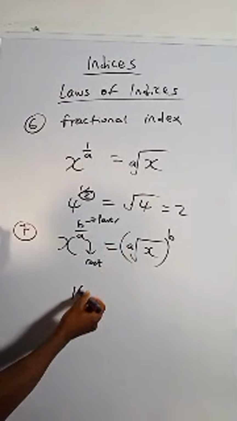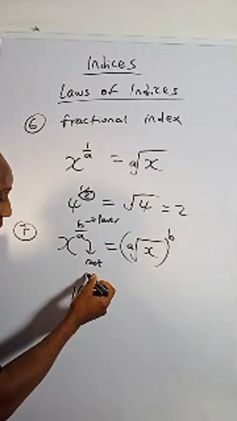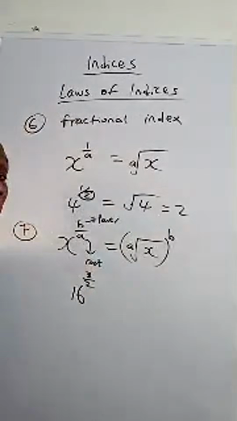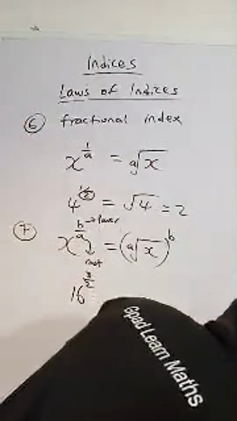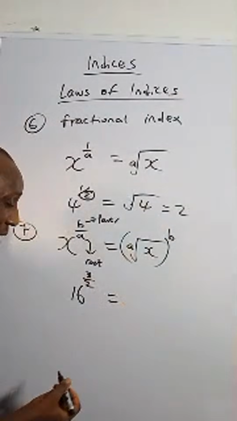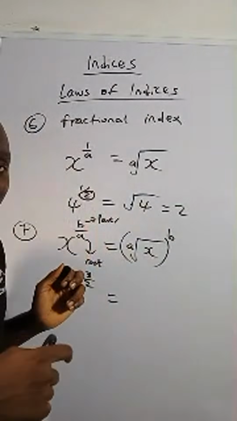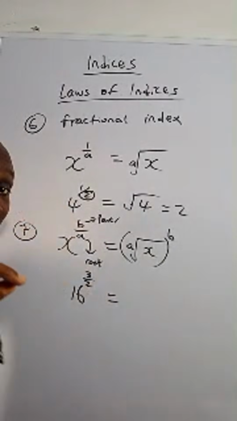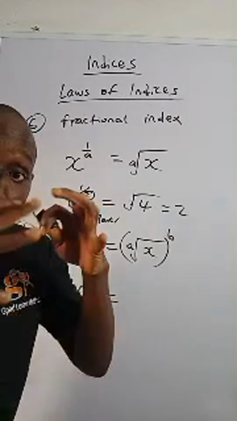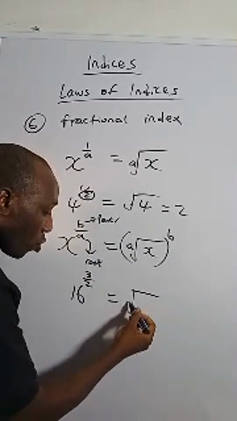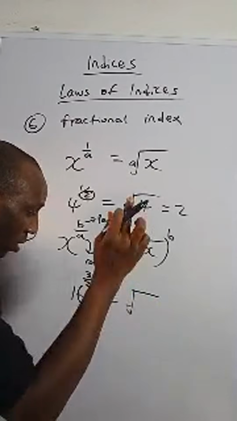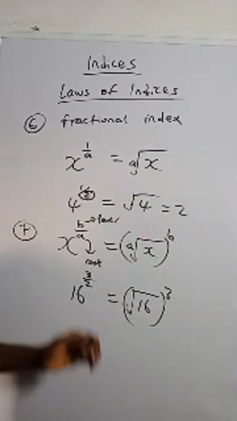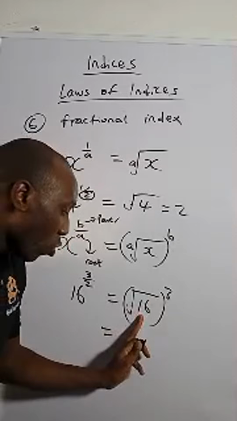So let's say you have 16 raised to the power of 3 over 2. How would you work this out? I told you before, when you have a fraction as the exponent, the denominator of that fraction is the root, while the numerator is the power. So this is equal to the square root. You can write 2 here or not. You don't have to. Of 16 raised to the power of 3.